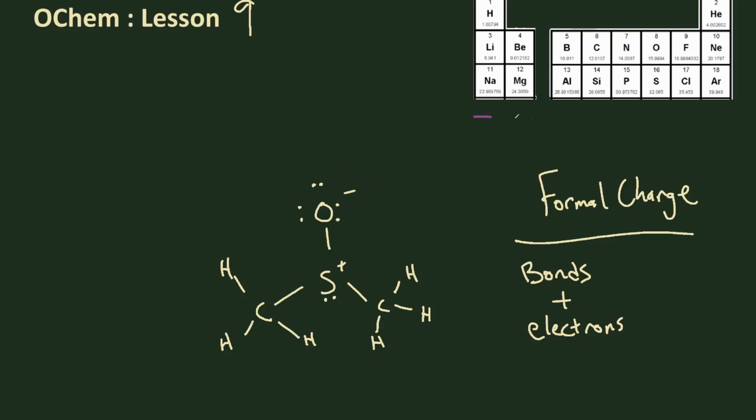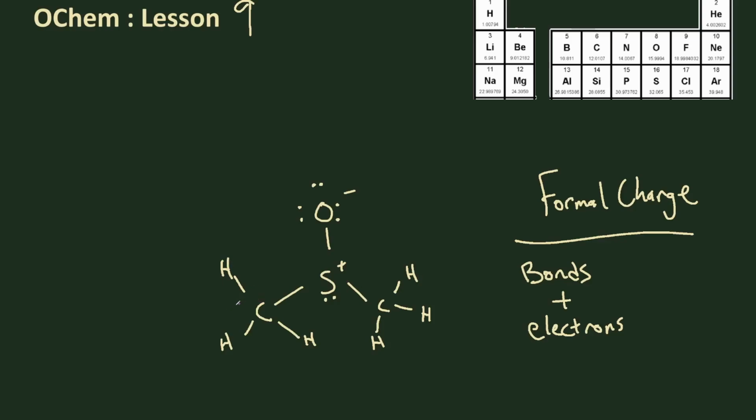And conversely, sulfur, also number 6 in his valence group, but he has 3 bonds, 1, 2, 3, and 2 electrons here, 4, 5. That's not enough. That's why he's showing a positive formal charge here on this dimethyl sulfoxide group.